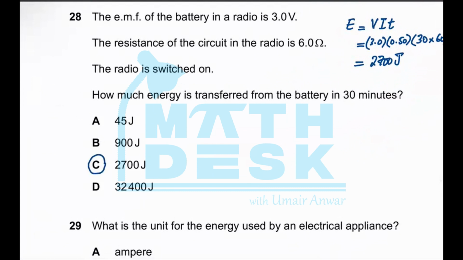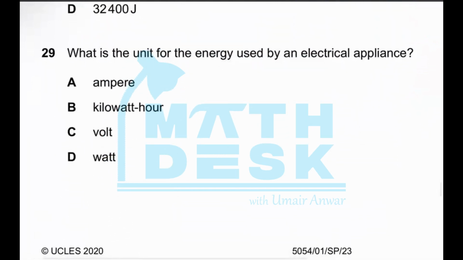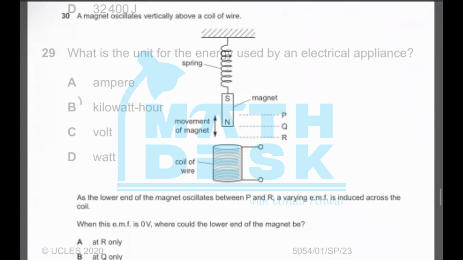Question number 29. What is the unit of the energy used by an electrical appliance? So ampere is the unit of the current, volt is the unit of the voltage or potential difference, watt is the unit of the power, and kilowatt hour is the unit in which the energy used by an electrical appliance is measured.